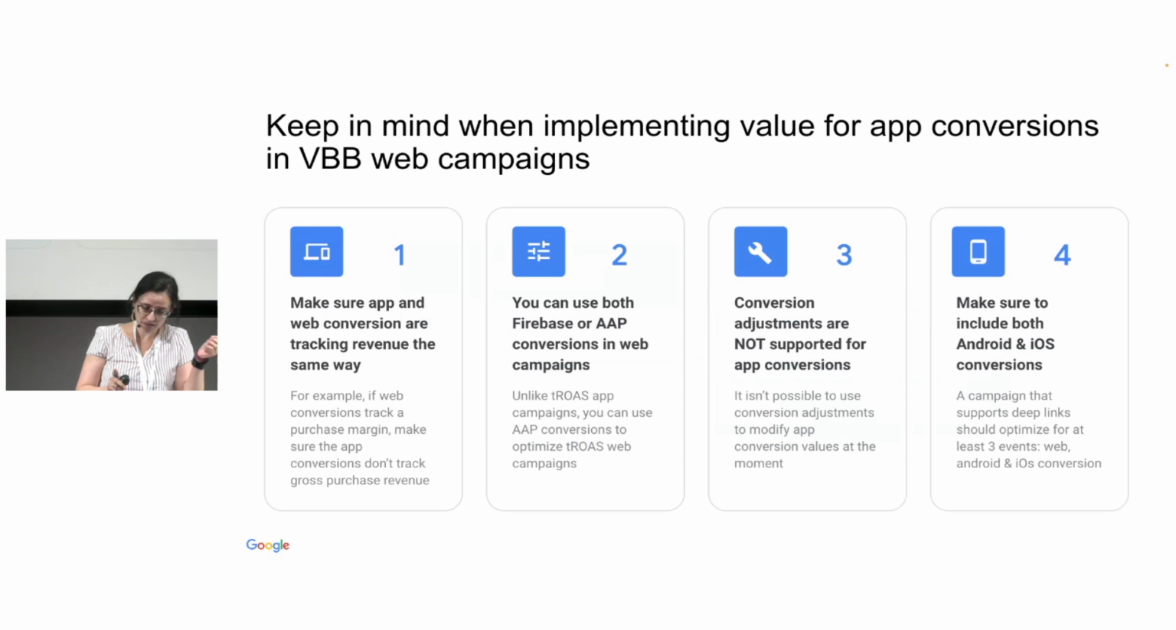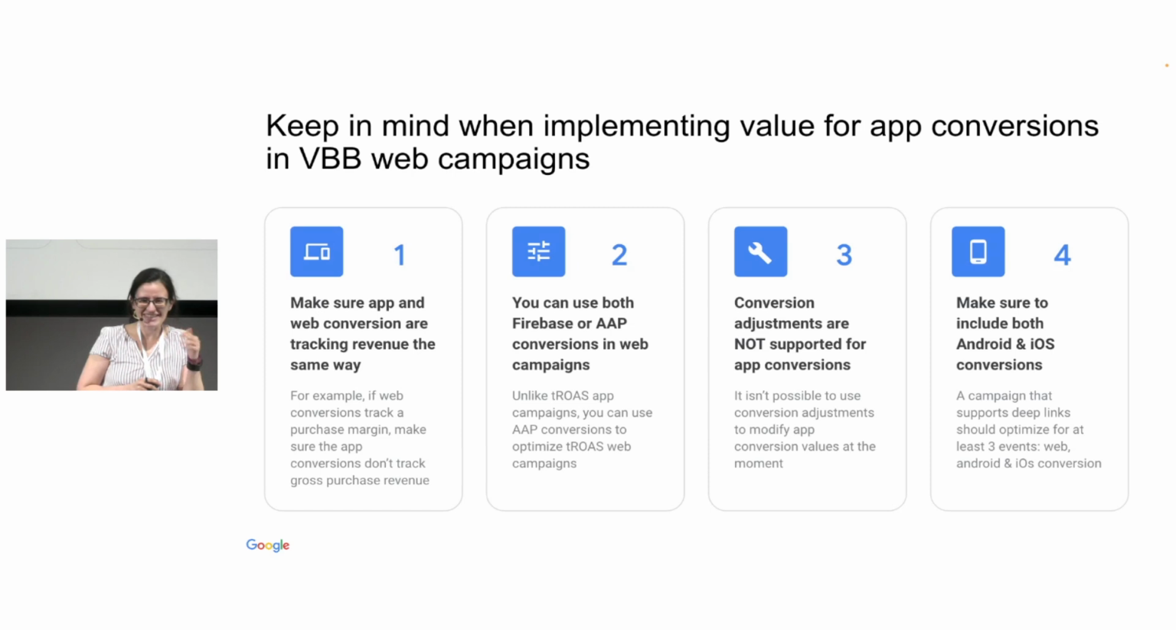Some notes there, if you want to do VBB via web campaigns, make sure that your app and web events track revenue in the same way. So if you decide that your web events send the full gross value, do the same thing with app events. If you decide that your web events send only the net margin, let's say, then do the same also with app events. A nice advantage of doing TROAS via web campaigns is that you can use both Firebase and other conversions, for example, AAPs. So you're not limited.